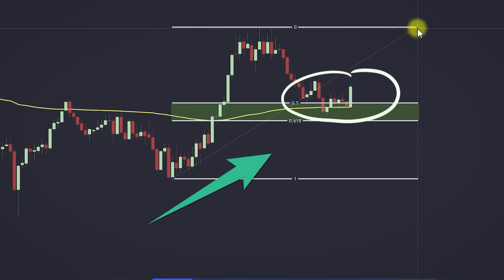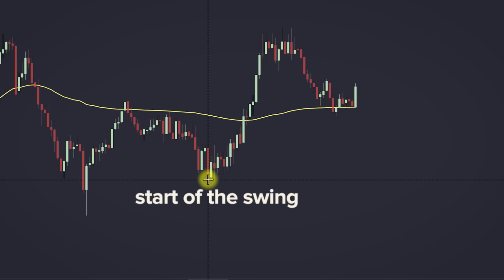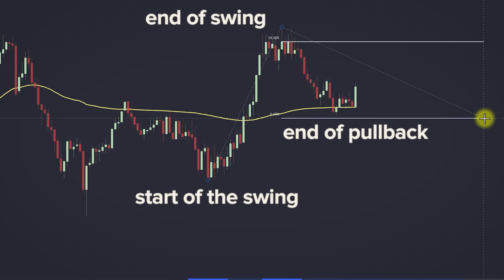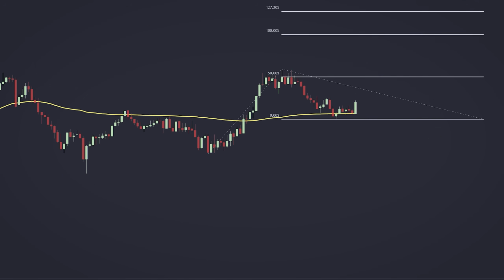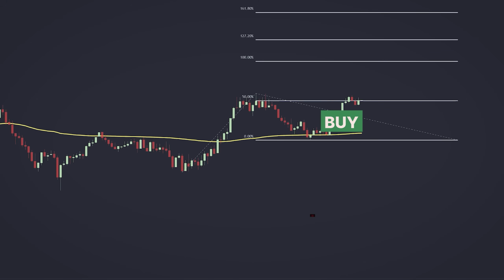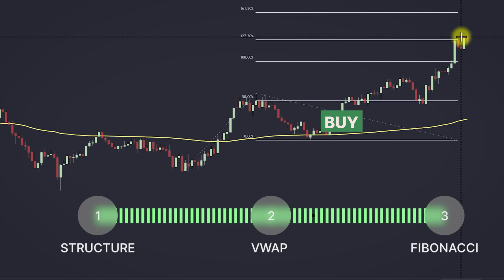Now, instead of guessing where to take profits, you use the Fibonacci extension tool. You draw it from the start of the pullback swing to the end of it, and then back to the entry point. This gives you a clear plan for where you might take profits instead of just guessing. By combining structure, VWAP, and Fibonacci, you now have a 3-layered confirmation blueprint for your entries and exits.